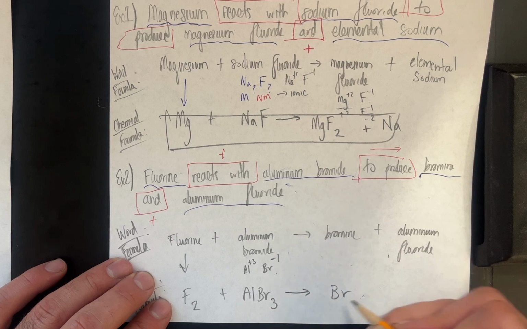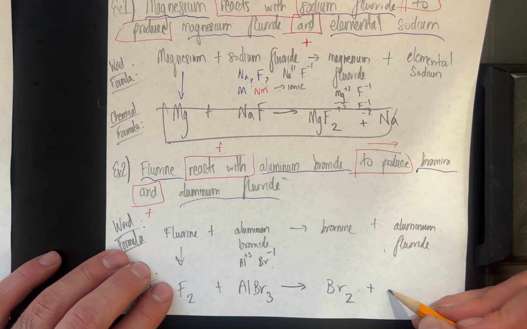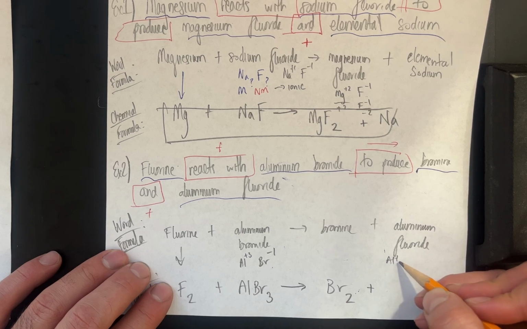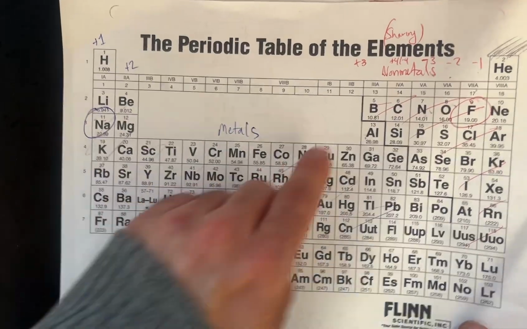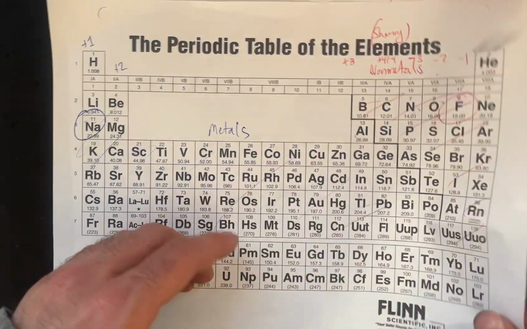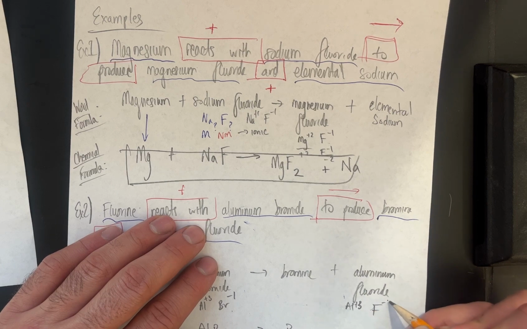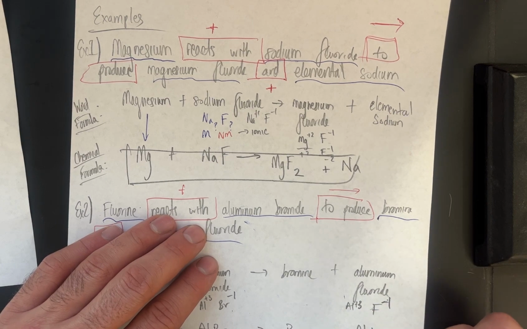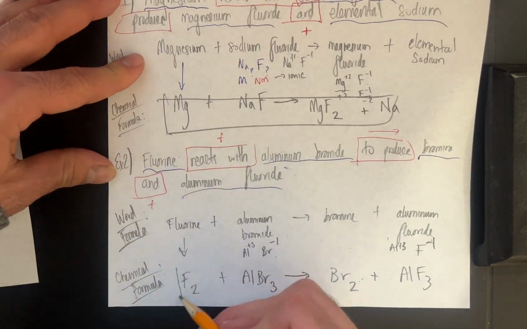Produces bromine, and bromine's also Br2, and then plus aluminum fluoride. And so we have Al and F, again, take a look, and Al metal, F non-metal, it's ionic, so we use the charges. Al +3, F -1, you're gonna need 3 fluorines for every 1 aluminum, right? And so that's our formula.